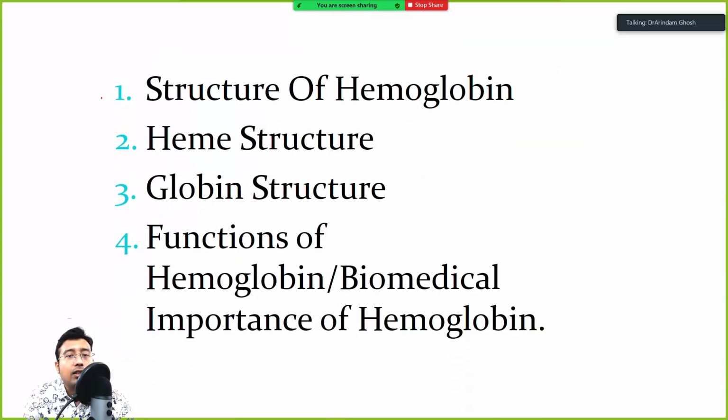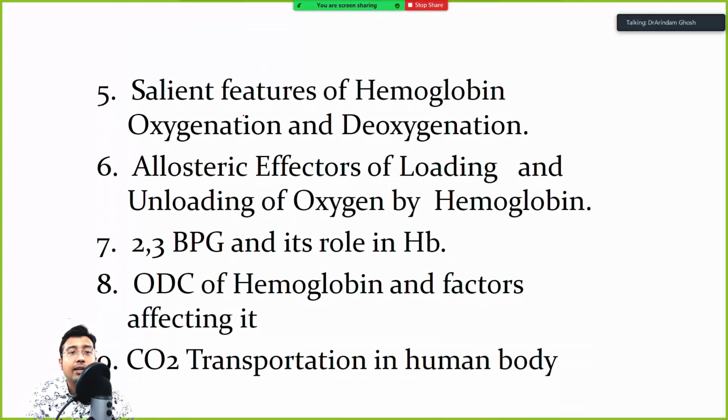Structure of hemoglobin. Okay, the tetrameric structure, structure of heme, structure of globin, very important. Function of hemoglobin and biomedical importance of hemoglobin. Okay, oxygen carrying, oxygen loading, oxygen unloading. Everything should come as a long question. Next, salient features of hemoglobin, oxygenation, deoxygenation. How the taut form and relaxed form change, everything, cooperative binding, all important. Then, allosteric effectors of loading and unloading of oxygen by hemoglobin.